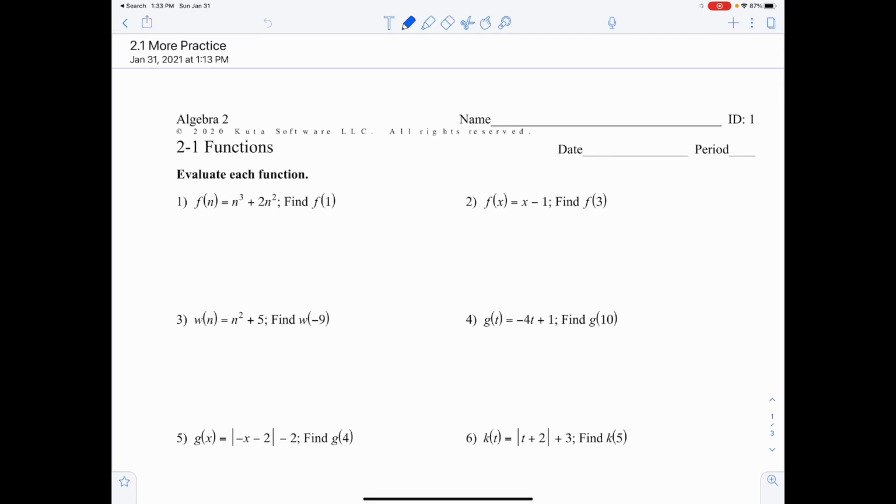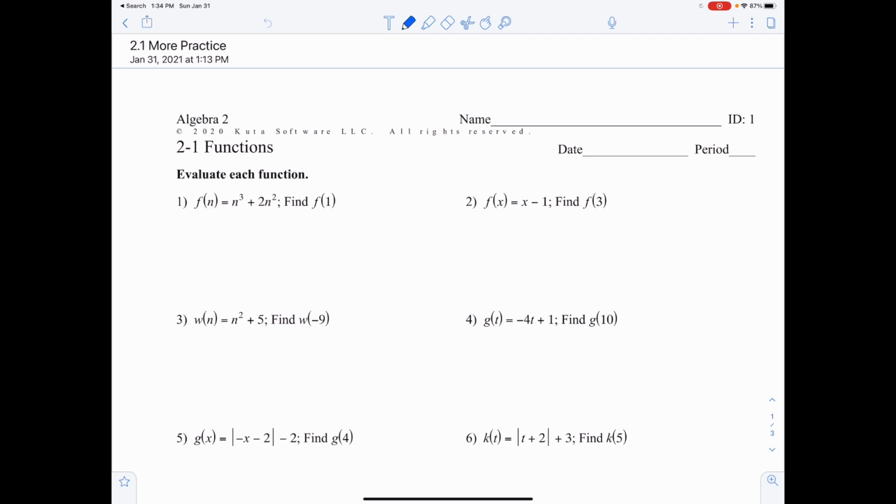Okay, today we're just going to do some more practice together with functions. So we're just evaluating these functions. Some of them are pretty straightforward. A couple of them are tricky. We're going to do most of them together, and then all of them are due as notes. And then you have a different assignment for homework.